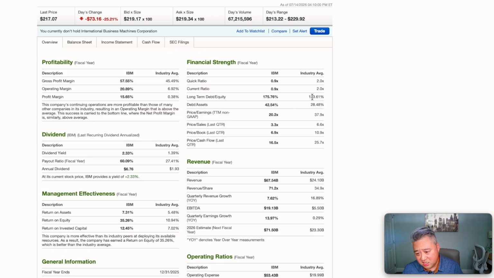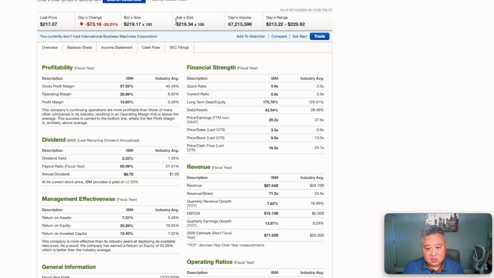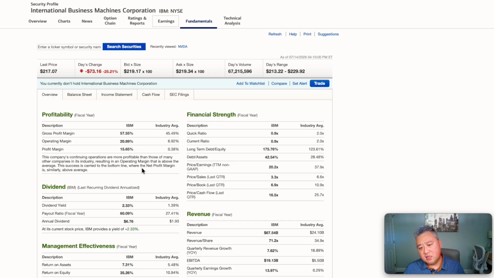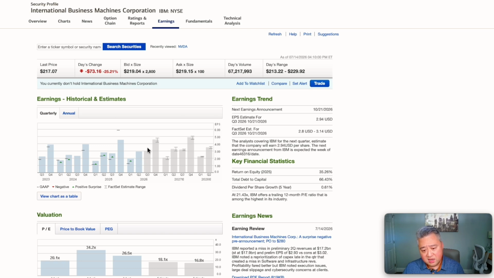So the DE ratio for the industry average is 123.61%, and they're even higher than the industry average at 175% debt to equity. That is quite high. I really don't like that. So I really don't like the current ratio or the debt load that IBM has taken on. Couple that with, if we go back to earnings, its EPS miss for this quarter, and it's very volatile, unpredictable earnings. It does not look like there is a lot of value right now in IBM, right?